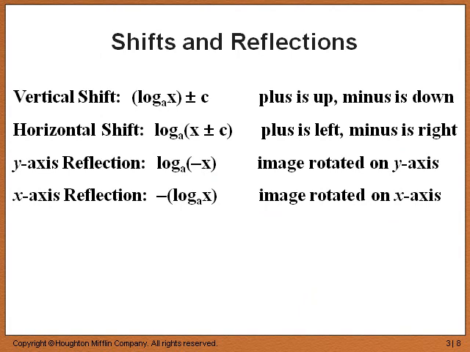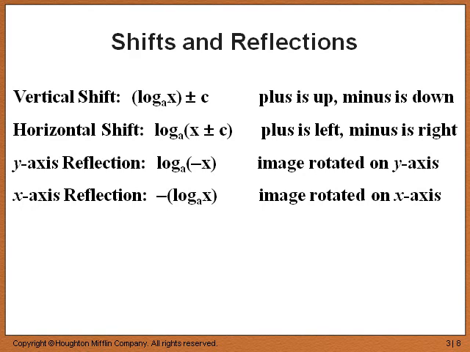Now, how do shifts and reflections work? Well, they work in a way that's very similar to the shifts and reflections of exponential functions, which we did before. So a vertical shift would be the logarithmic function plus or minus a constant, where plus is up, minus is down. A horizontal shift would be a logarithmic function with the plus or minus constant inside the parentheses, where plus is left and minus is right.